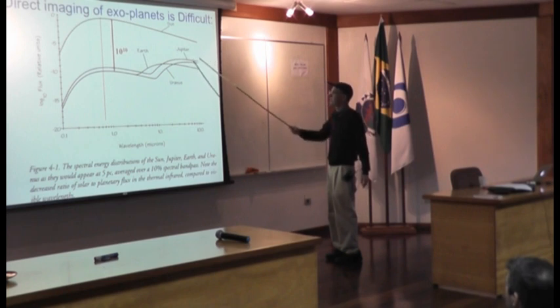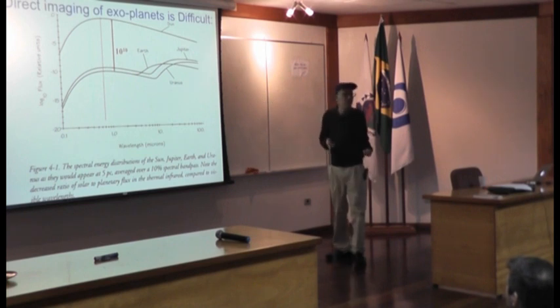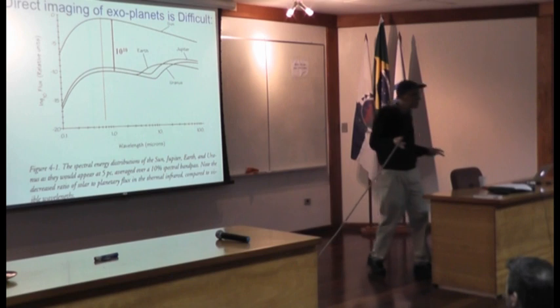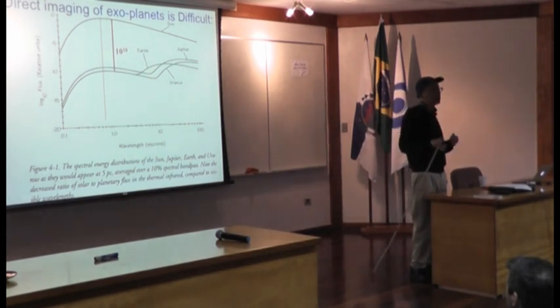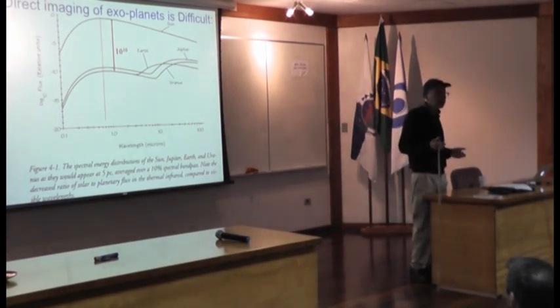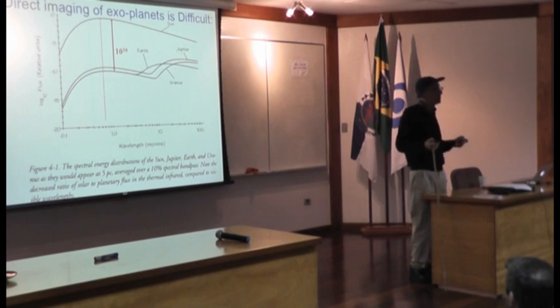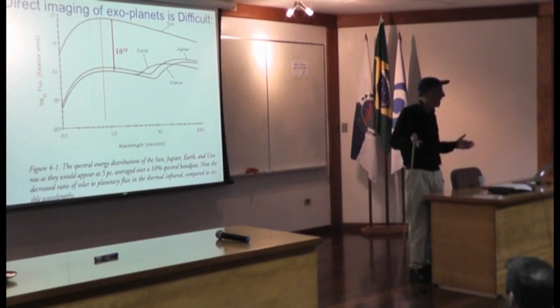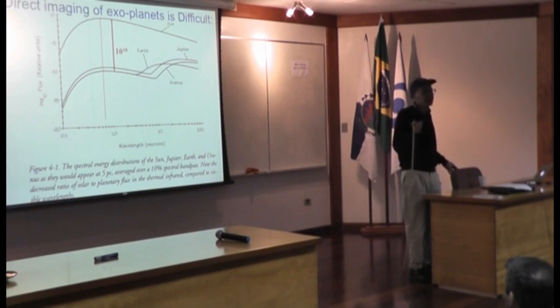And the detector technology is not as good out here. And also, when you have bigger wavelengths, what you want to do is block the primary with some type of coronagraph. And diffraction requires a larger telescope at these longer wavelengths in order to see the planet near the star.